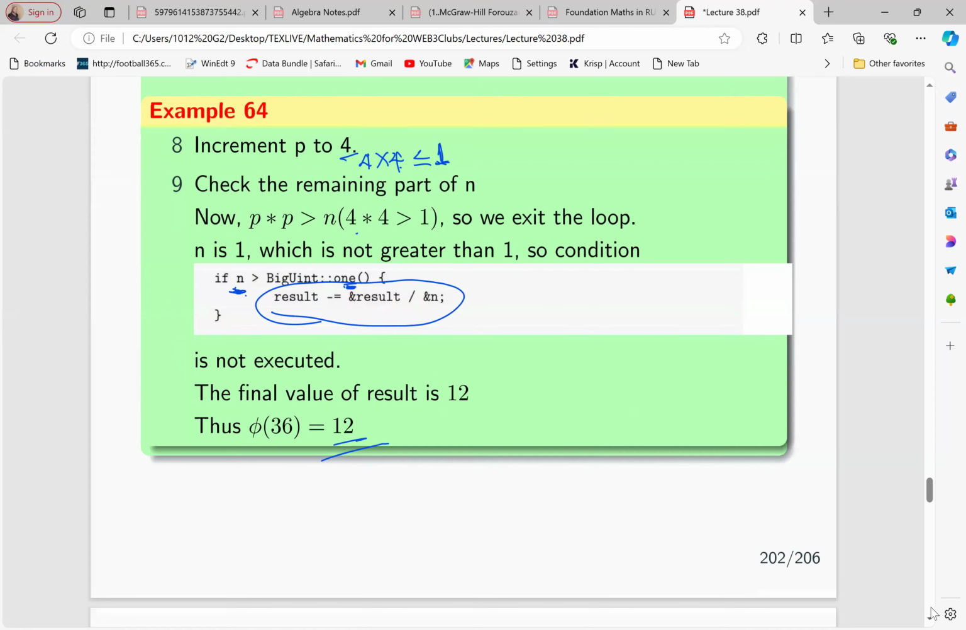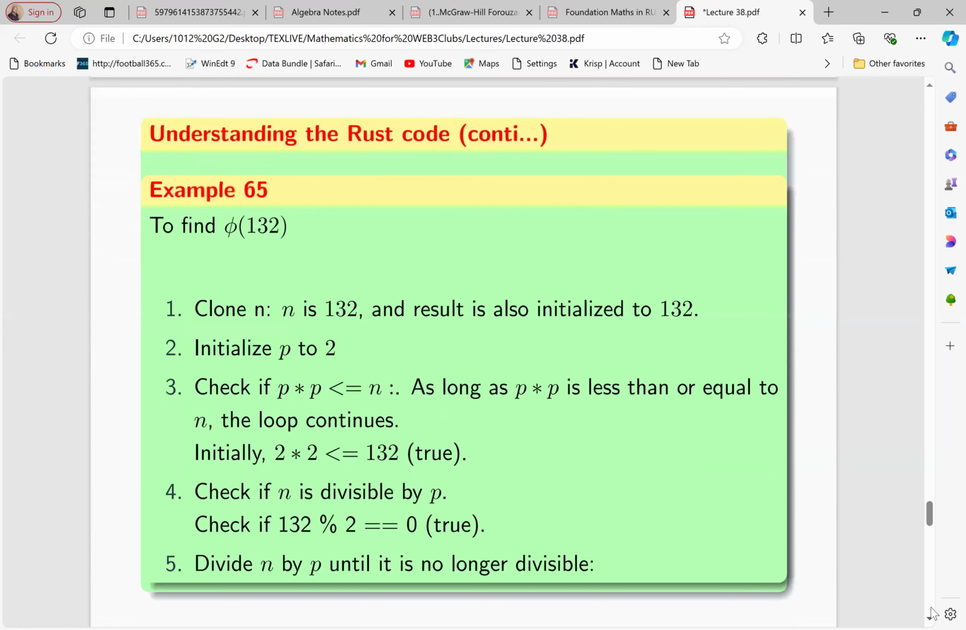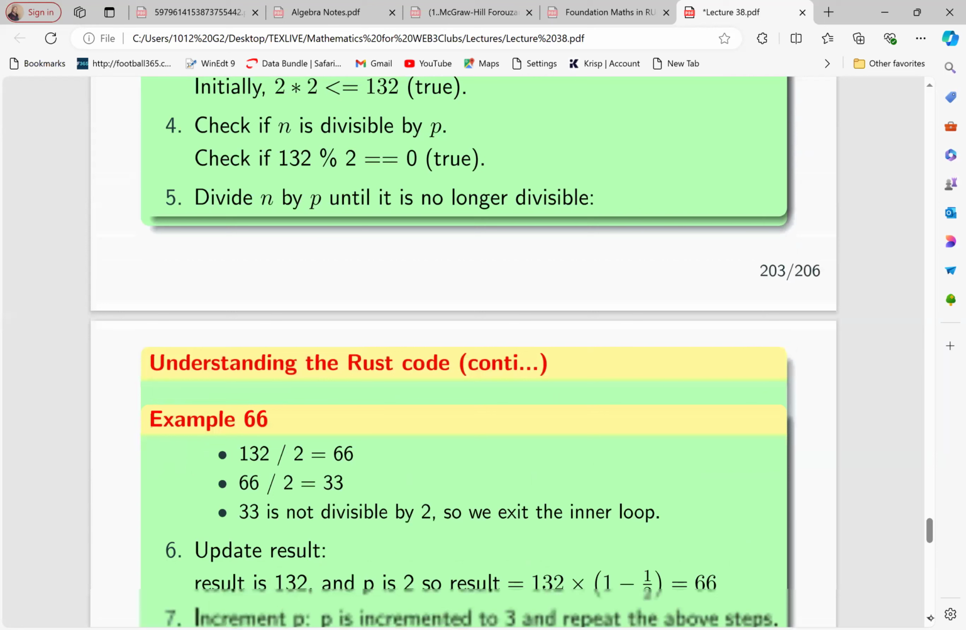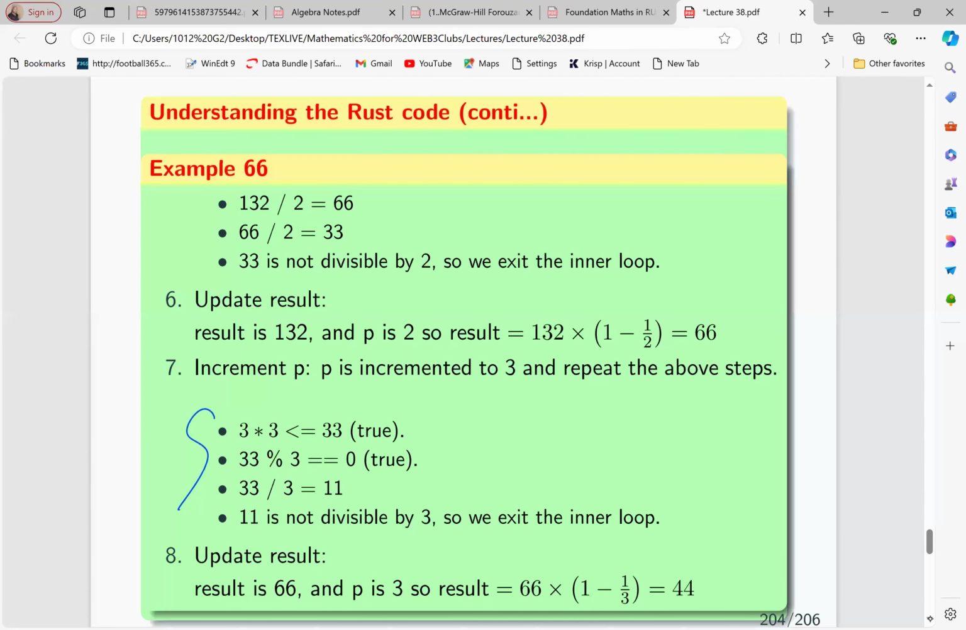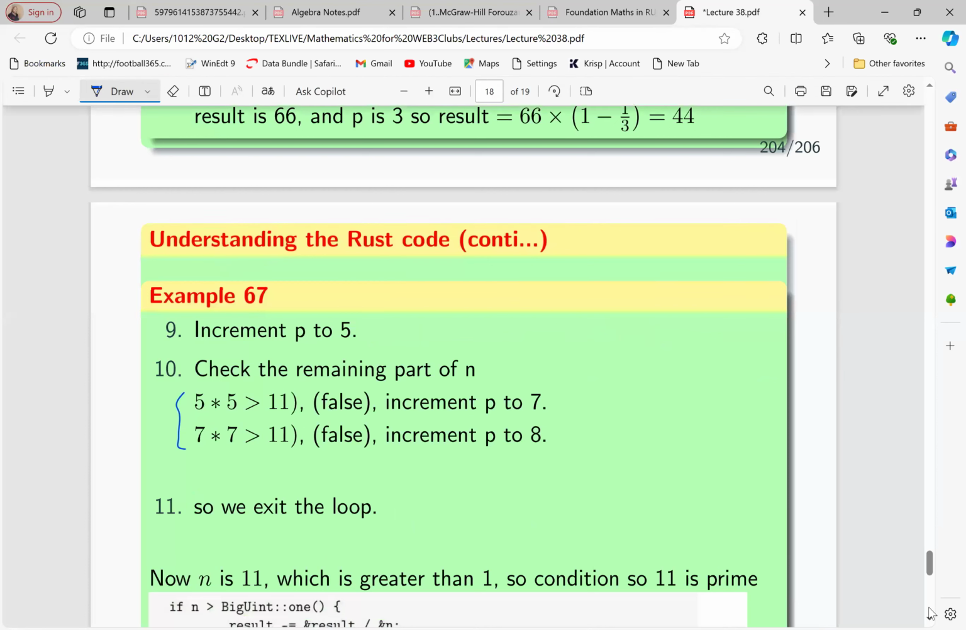Now, I think I can show another example, but not just now, because they are recording. So you look at this result, the explanation, so that you can familiarize yourself with this. Now we increment from 2 to 3, increment to 5, increment to 7, and go until you exit the loop. That is how you do it.